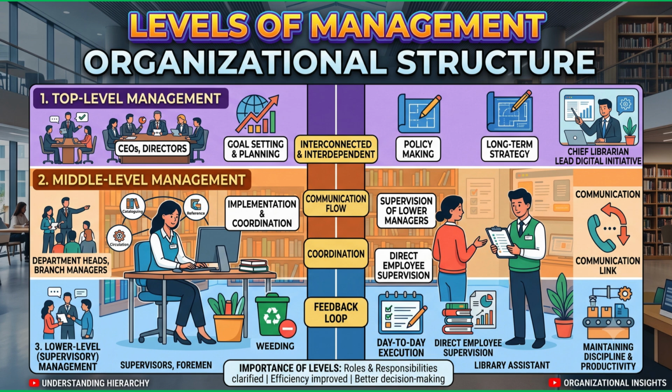Functions of lower-level management. They focus on execution and supervision. They guide employees, solve immediate problems, and ensure that work is completed according to plans. They also provide feedback to middle management regarding operational issues. Relationship between levels. The three levels of management are interconnected and interdependent. Top-level management sets the direction, middle-level management translates it into action, and lower-level management executes the tasks. Effective communication and coordination among these levels are essential for organizational success.